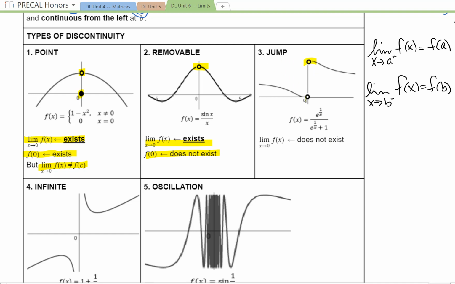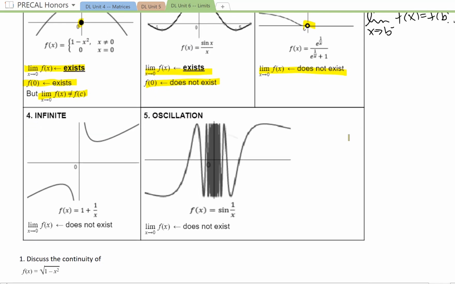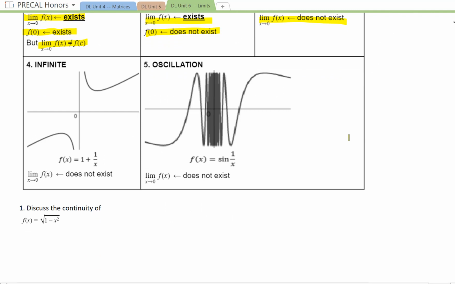Here we have jump discontinuity. The limit does not exist. The value in this case does not exist either. There's a complete disconnect.